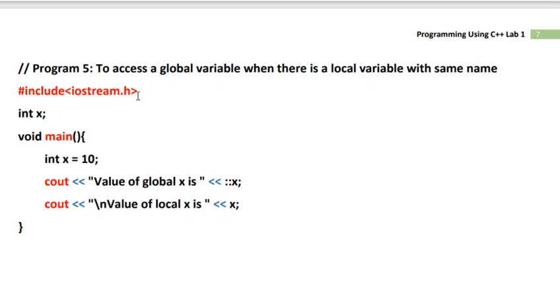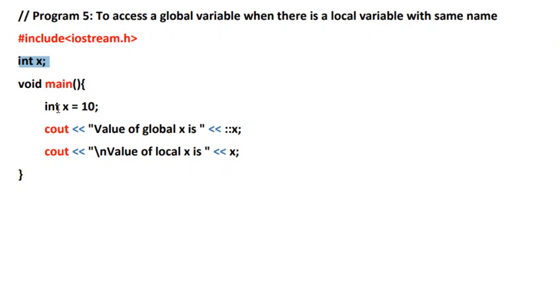Now just see here, I have included the iostream.h header file. I have declared a global variable x. Now inside main I have a local x, which is initialized to 10. In order to get the value of global x, I can use the scope resolution operator. So this is one of the ways the scope resolution operator can be used to access the global variable if there exists a local variable by the same name.